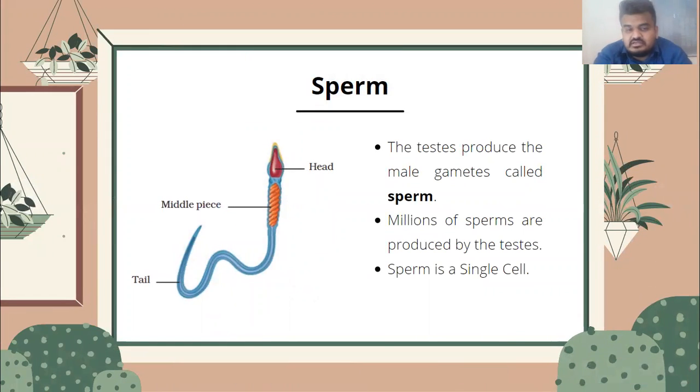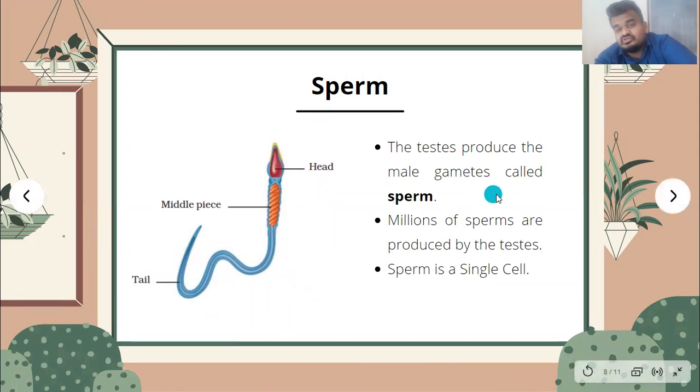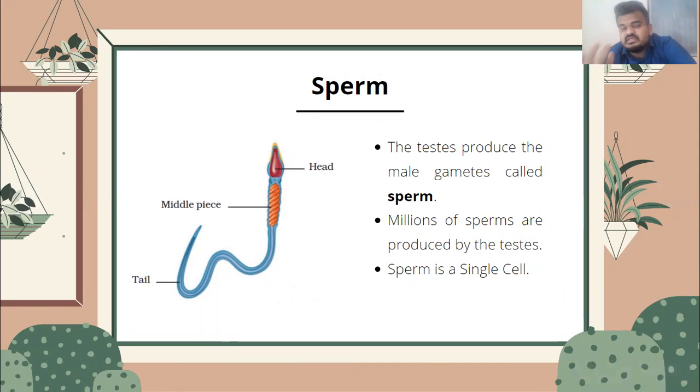Now, take a look at this sperm. Simply, this sperm is a single cell only. It is unicellular, and although it is very small in size, it has three parts: head, middle piece, and tail. So the testis produces the male gametes, which are simply called sperm. We already discussed this, and millions of sperms are produced by the testis.